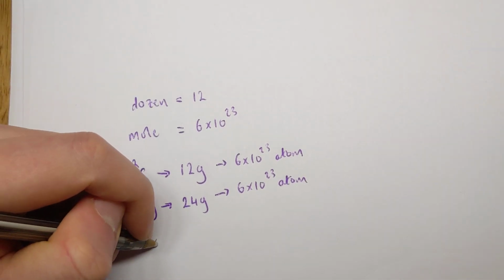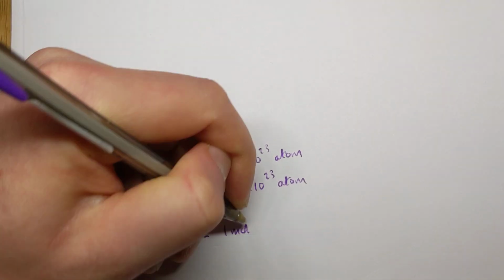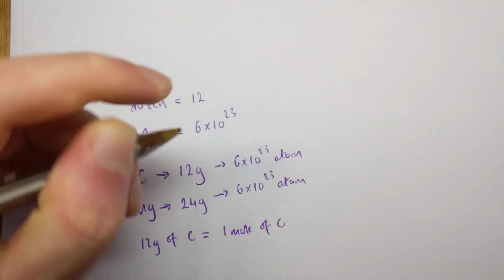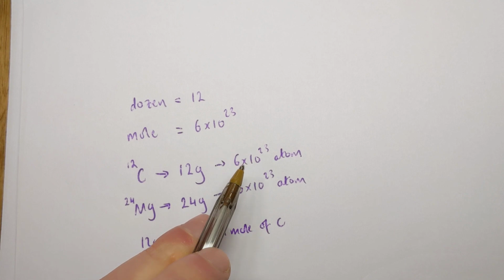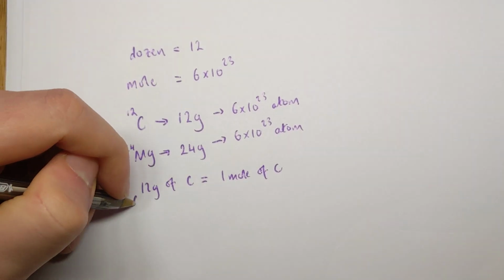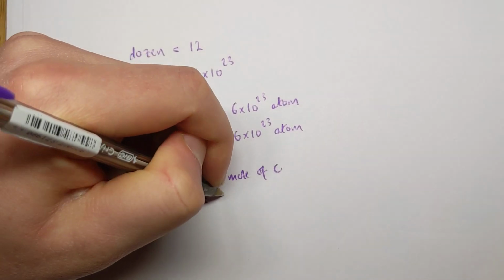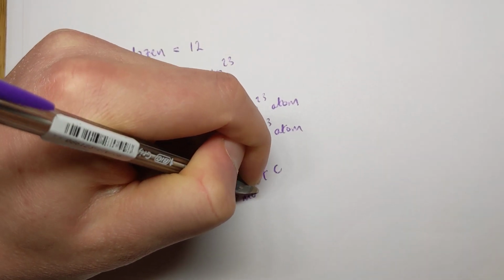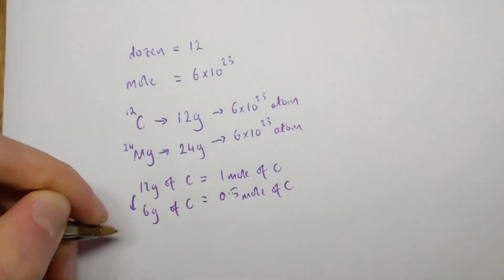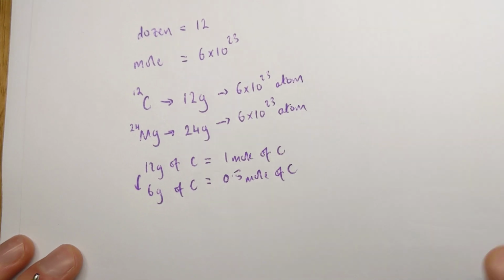So in other words, 12 grams of carbon equals 1 mole of carbon, which just means 6 times 10 to the 23 atoms of carbon. It goes up and goes down, so if I had 6 grams of carbon weighed out, that would just be half a mole of carbon. So you can do it by ratios as well. But instead of using ratios, we just use an equation mainly.